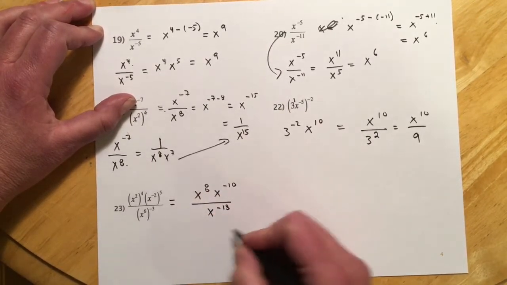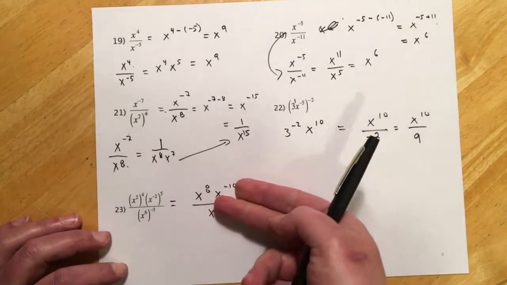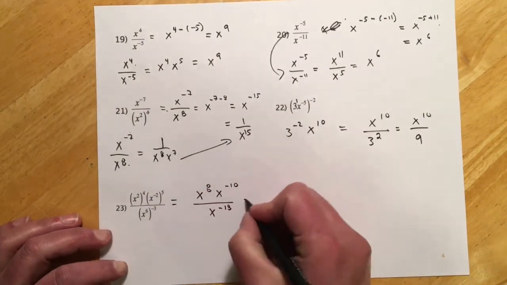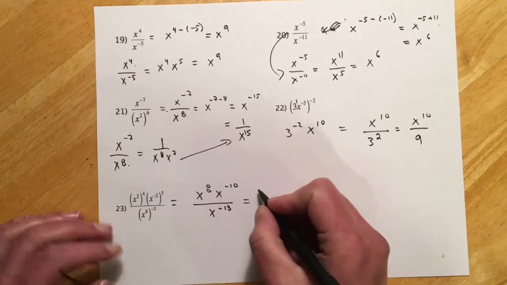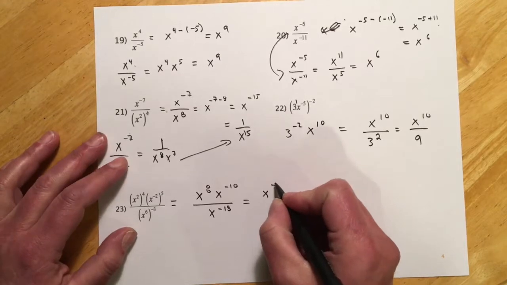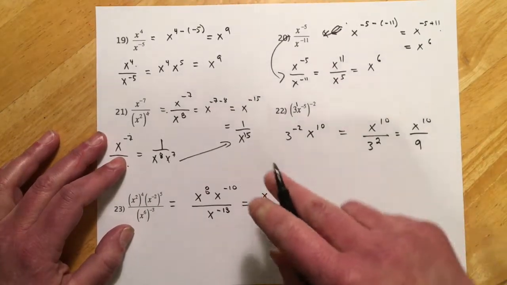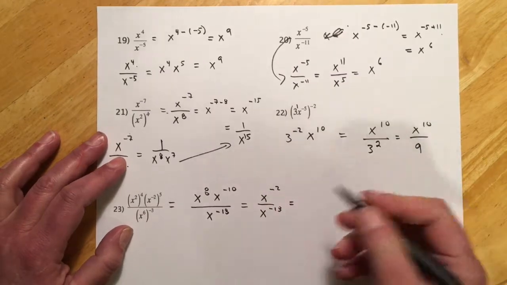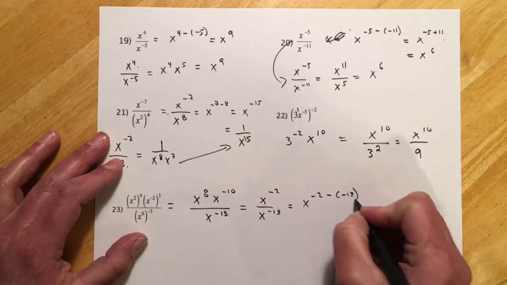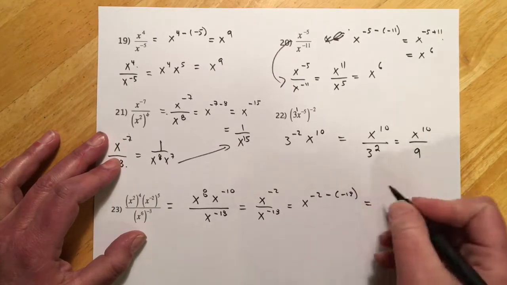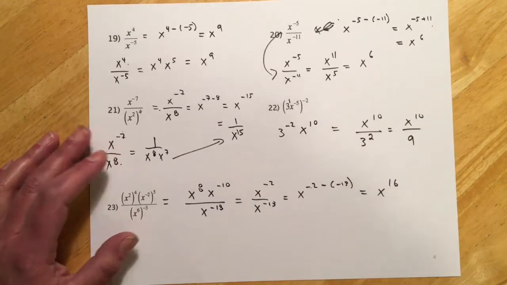And again, more than one way to go here. You could flip these right now. You could combine those top ones. So say I did 8 plus negative 10. I could get x to the negative 2 right there over x to the negative 18. And then I could do the subtraction property. X to the negative 2 minus a negative 18. And then minus negative would be plus, so that's really negative 2 plus 18, x to the 16.